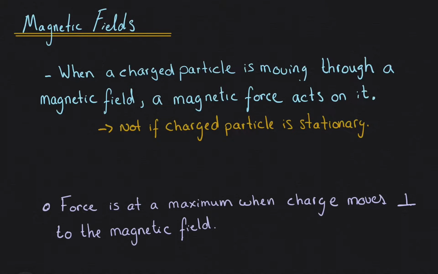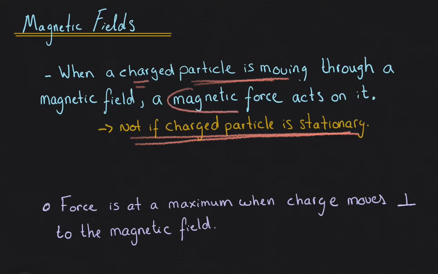So we have a charged particle that is in motion. Remember that if a charged particle is not in motion, meaning that it's stationary, you're not going to exert a force on that charge. So as a charged particle is in motion through a magnetic field, there is a magnetic force that will be exerted on this particle.